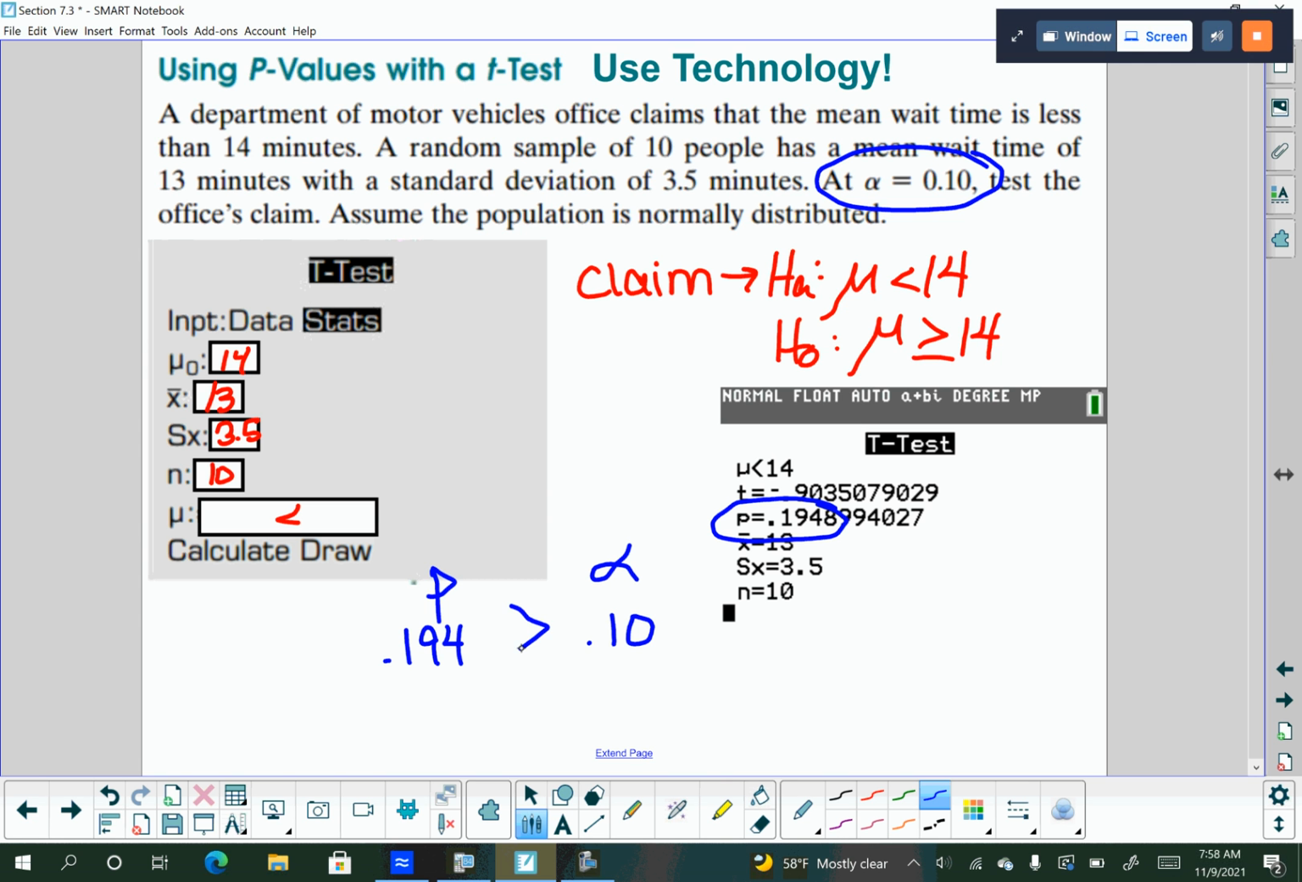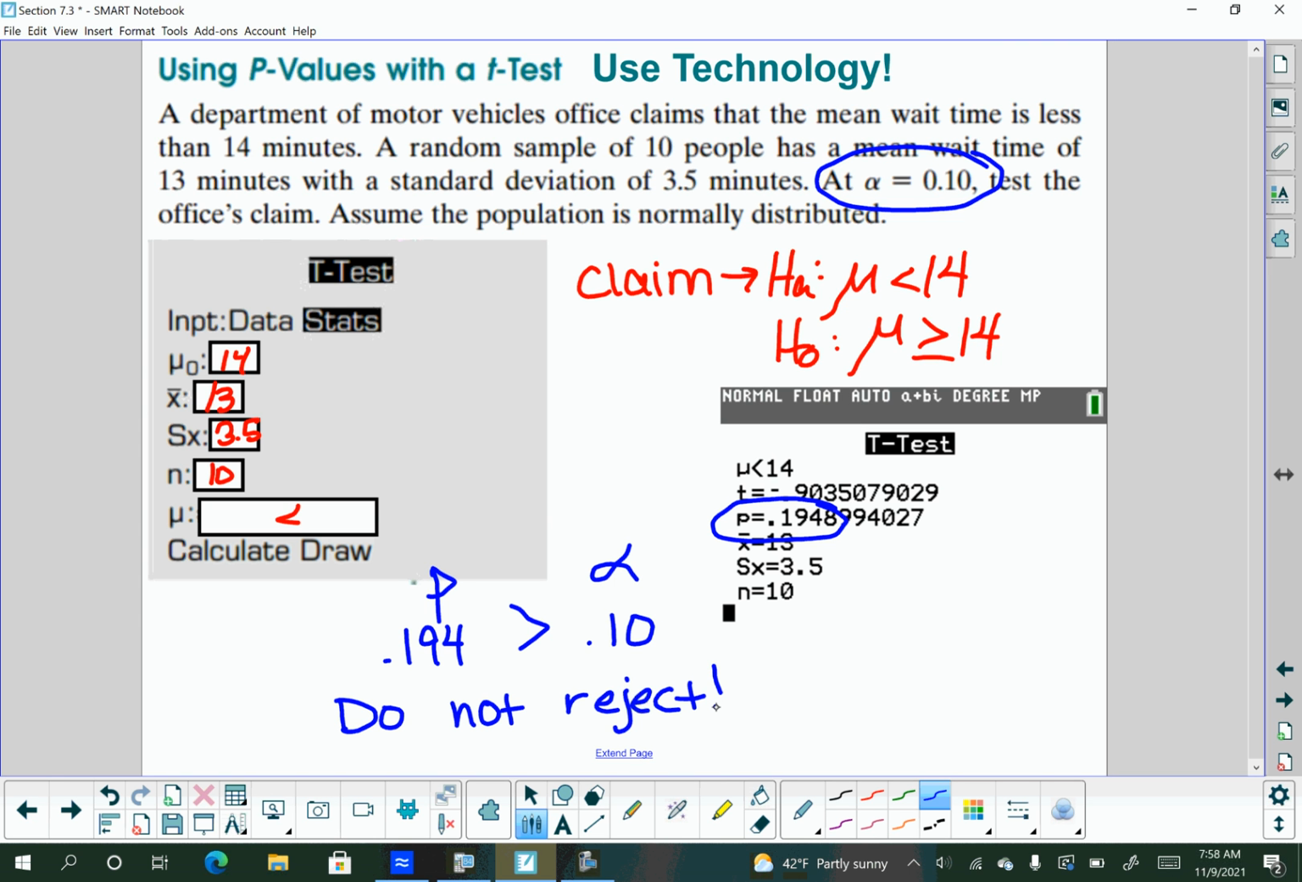In this case, it's greater than, so what does that mean? Do we reject or not reject if it's greater than? Do you remember? Get a 50-50 shot. Reject or not reject? Do not reject. Good try, though. We do not reject. So you would say there is not enough evidence to support the claim that the mean wait time is less than 14 minutes, if you had to summarize that.